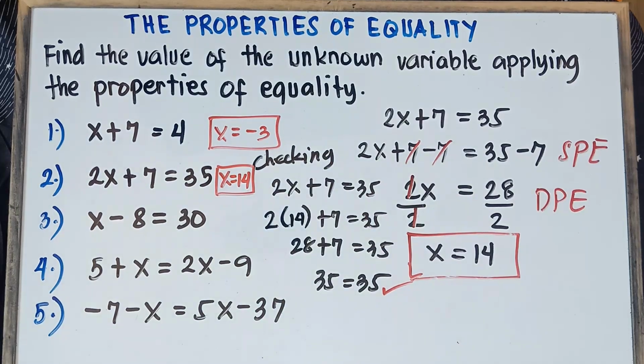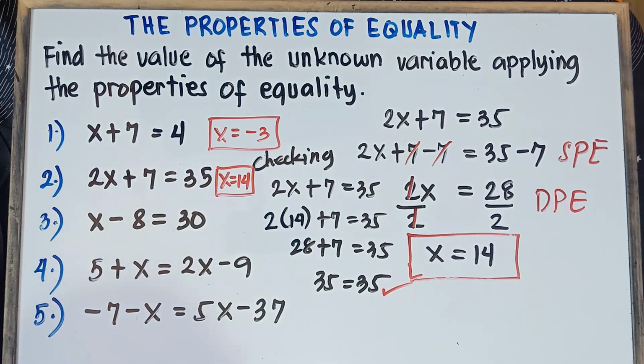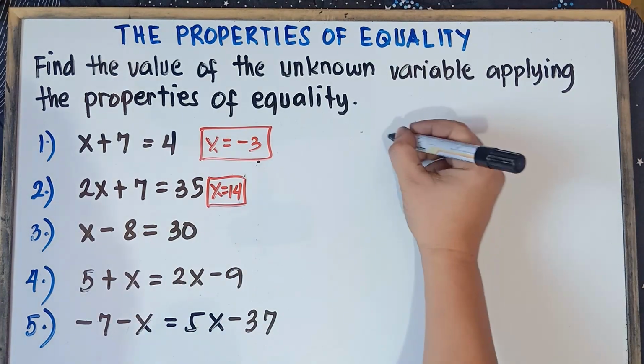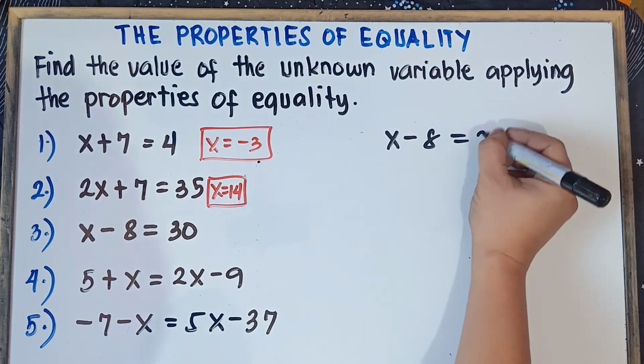That's it, class. That's the answer with regards to example number 2. Alright, so let's proceed now to example number 3. We have x minus 8 equals 30.